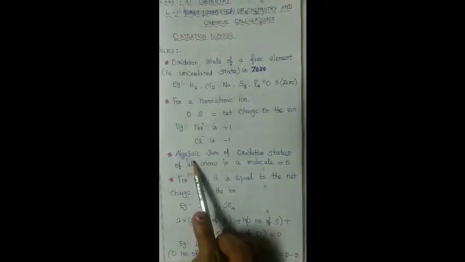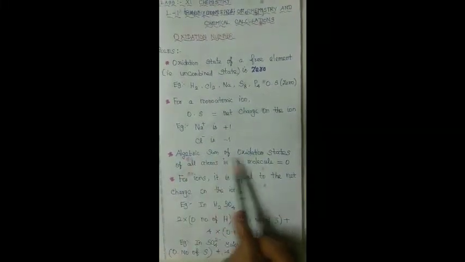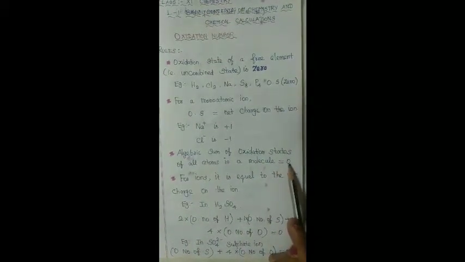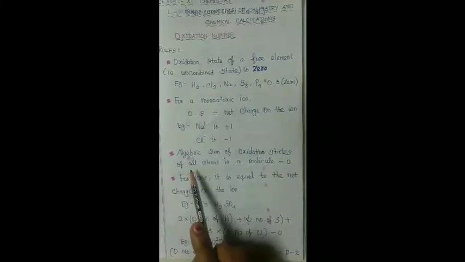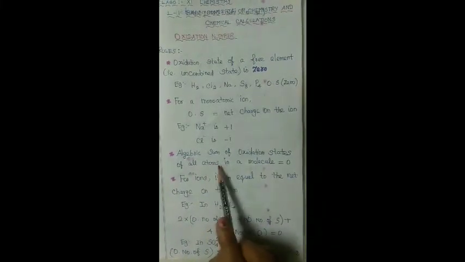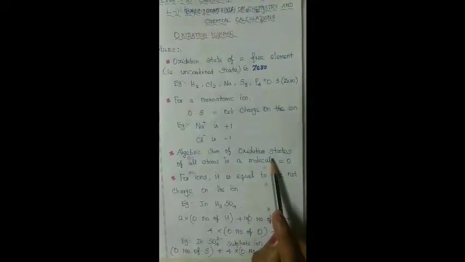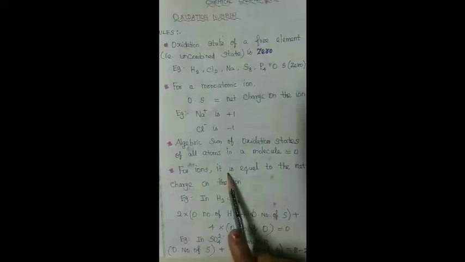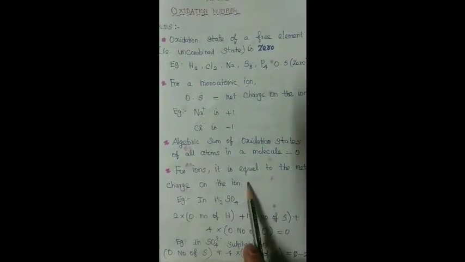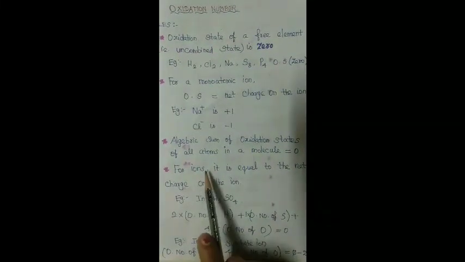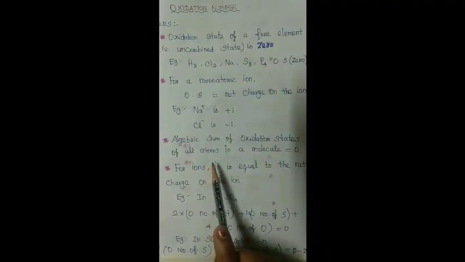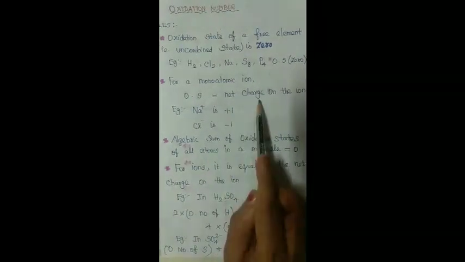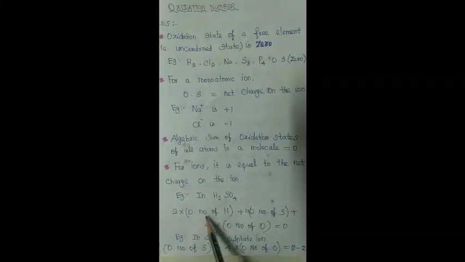And then third rule, algebraic sum of the oxidation states of all atoms in a molecule is equal to 0. So what is the algebraic sum? That is x plus y plus z is equal to 0. Likewise. And then fourth one, for ions, it is equal to the net charge on the ion. So already I told you. ஏற்கனவே பார்த்துட்டோம். Oxidation state of ions அப்படின்னு எடுத்துட்டீங்கன்னா, it is equal to the net charge on the ion அப்படின்னு சொன்னேன். Example ஒன்று கொடுத்திருக்கேன்.